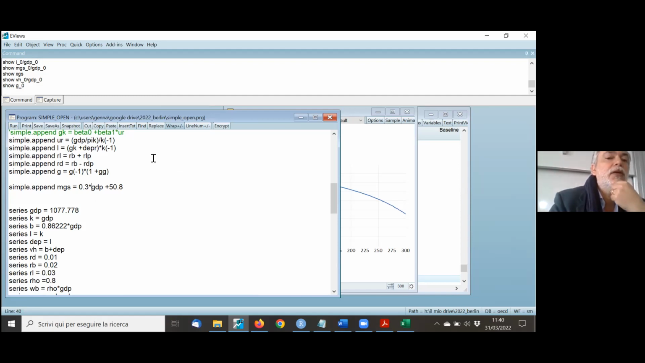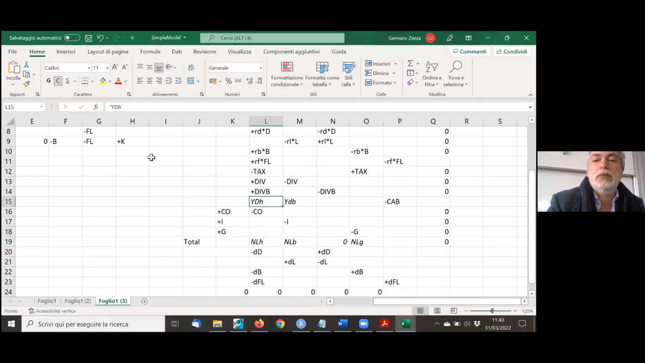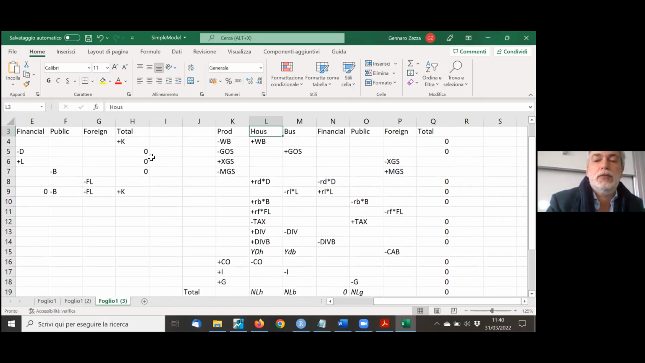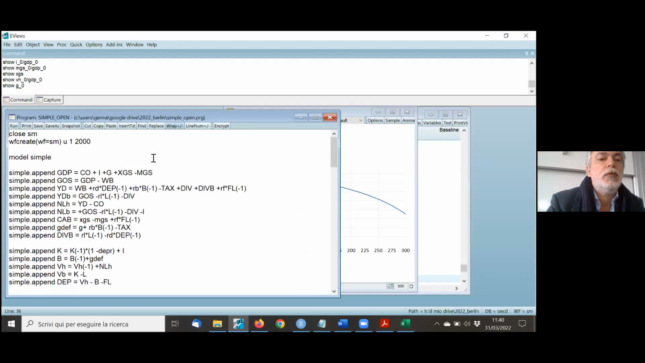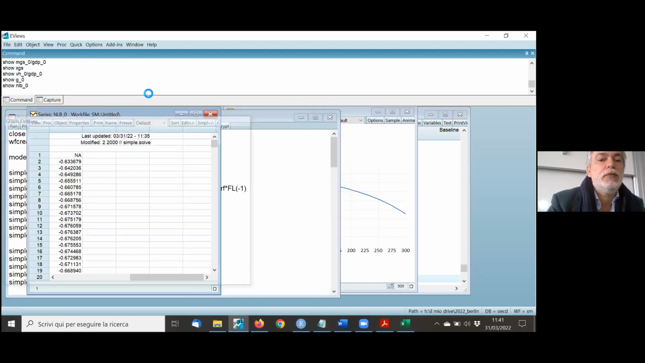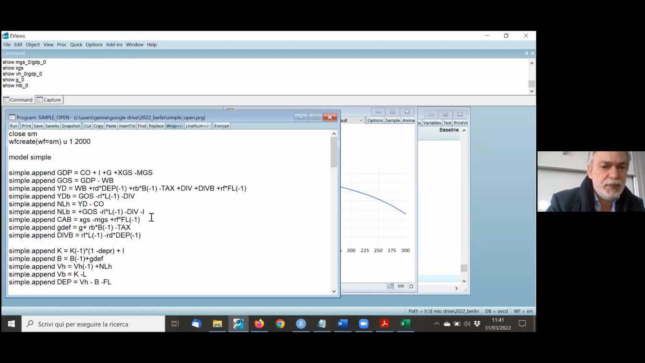And this is what we have used for imports. Okay. So your debt is increasing and your wealth is falling. But it's not enough. But we have some problems because the net lending, I think, is not what it should be.